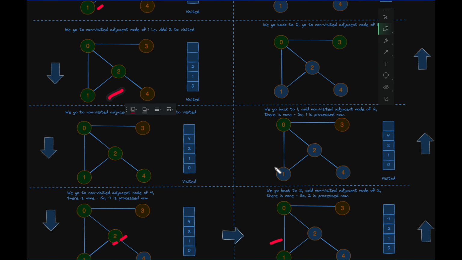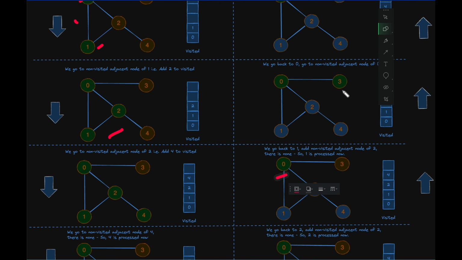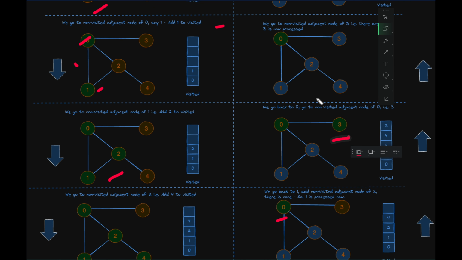Now when we are at 1, we again check, is there any node adjacent to 1 which is not yet visited? And the answer is again no, so that means we have processed 1 as well. Then we go back to 0, and this time we again look for all the adjacent nodes for 0. Are there any nodes which are still not visited? And the answer is yes in this case, which is 3. So we will add 3 to the visited set now, and then look for all the adjacent nodes for 3 which are not yet visited, and the answer is no.